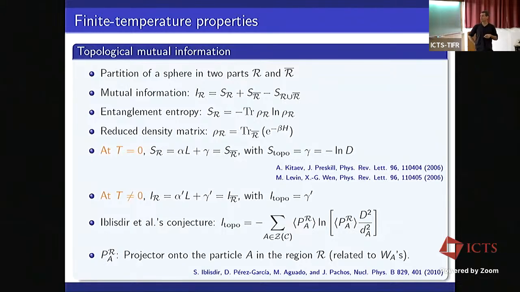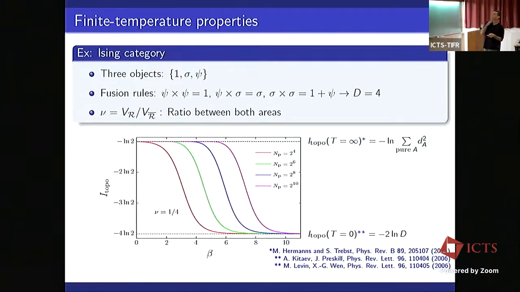And there is a conjecture in the literature which tells you that this topological mutual information is given by this expression, where P_A^R is simply the projector in a given region R of your system, which is actually given by the partition you consider from the very beginning, onto the particle A. So with the tools we have in hand, we can directly compute also the expectation value of this, and compute the behavior of the topological mutual information as a function of temperature. Since time runs out, I will try to give you the results directly.